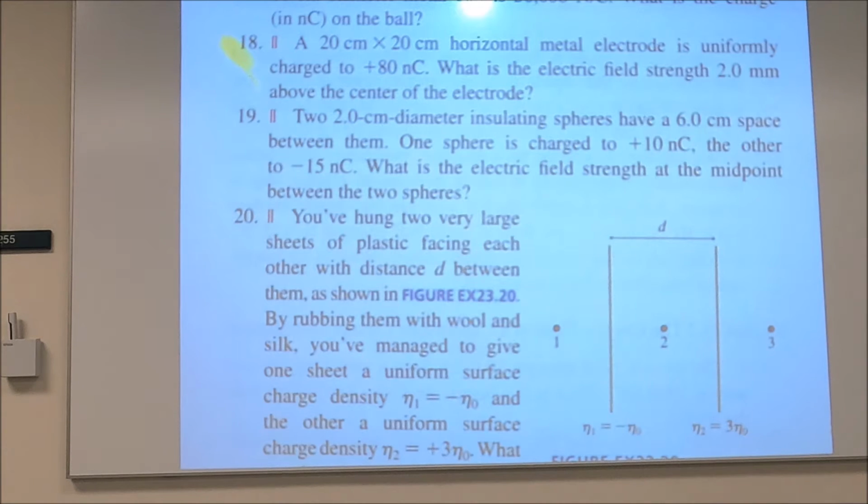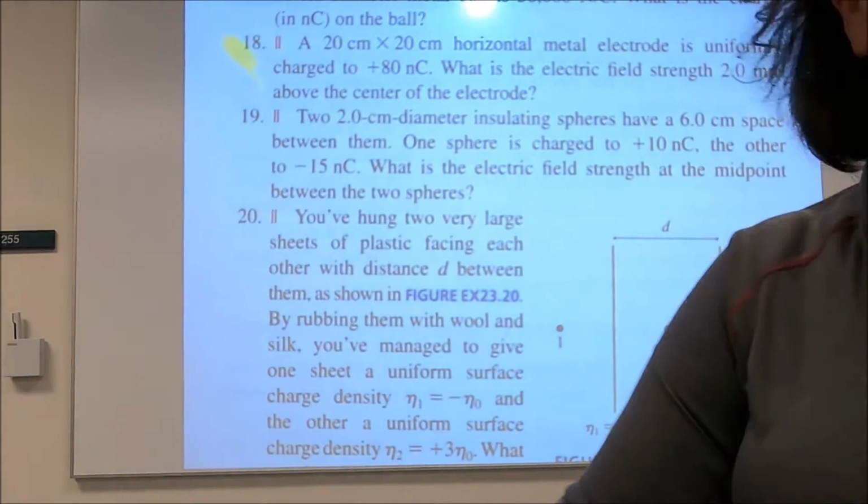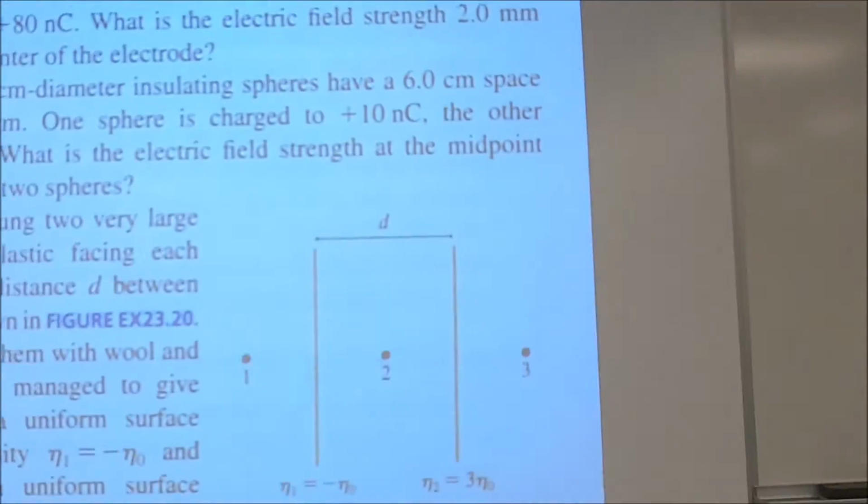Okay guys, let's look at problem 18. It says a 20 centimeter by 20 centimeter horizontal metal electrode is uniformly charged to 80 nanocoulombs. What is the electric field strength 2 centimeters above the electrode? Okay, so let's scoot on over here.